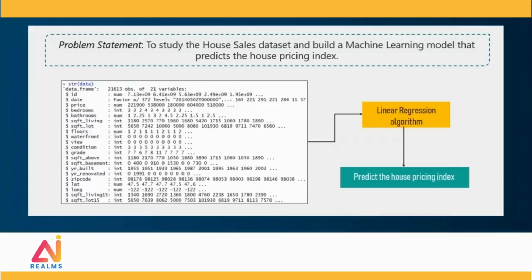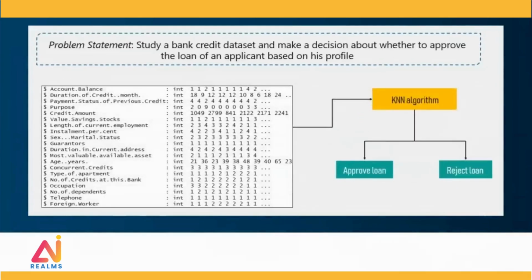You're supposed to predict the house pricing index. Now, house pricing index is obviously a continuous quantity. So as soon as you understand that, you know that this is a regression problem, right? So for this, you can make use of the linear regression algorithm and you can predict the house pricing index, right? Linear regression is a regression algorithm. It is a supervised learning algorithm. We'll discuss more about it in the further slides. Let's look at our next problem statement.